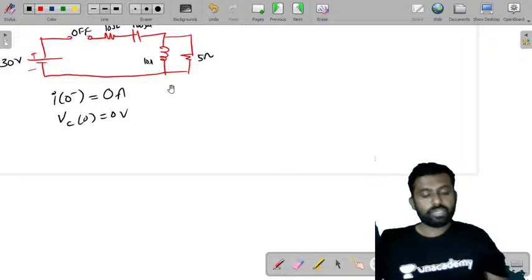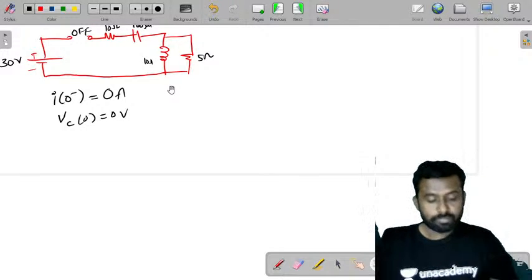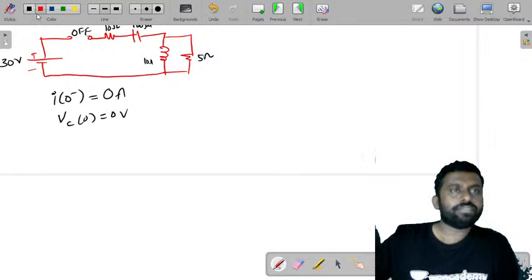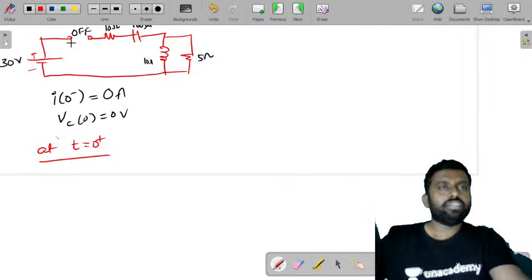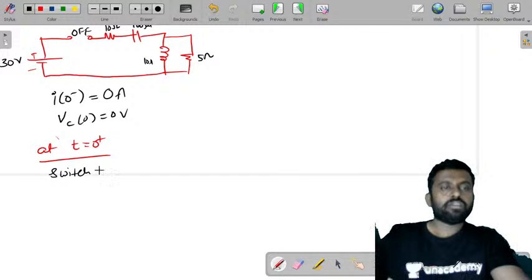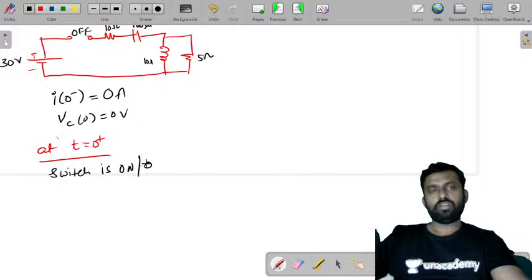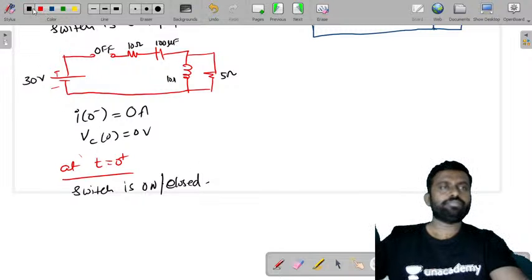Now let's consider the second case. At t equal to 0 minus, I of 0 minus is 0 amperes. Now at t equal to 0 plus, if you consider the switch is on, the switch is on or closed. Now let's try to draw the diagram for that.